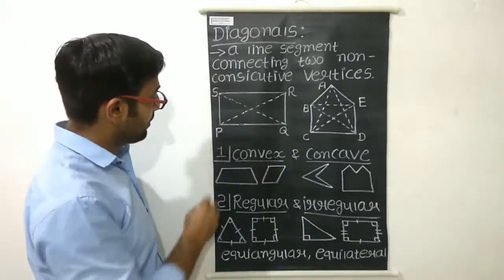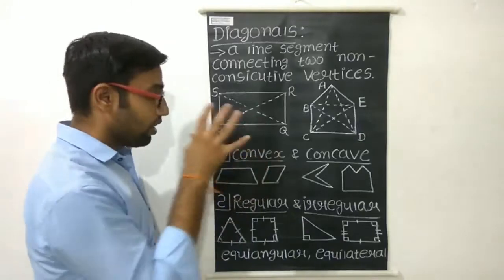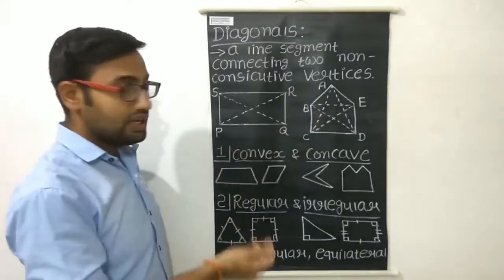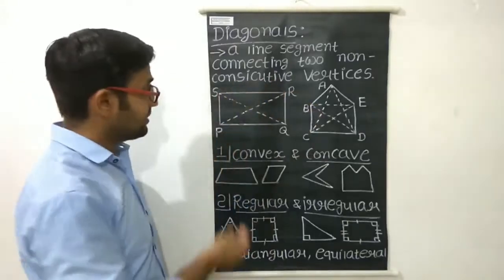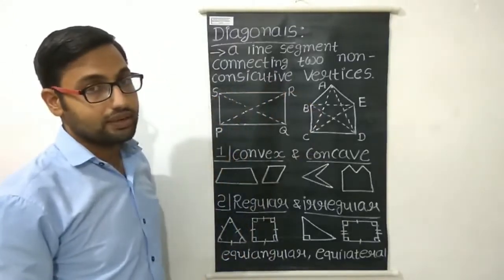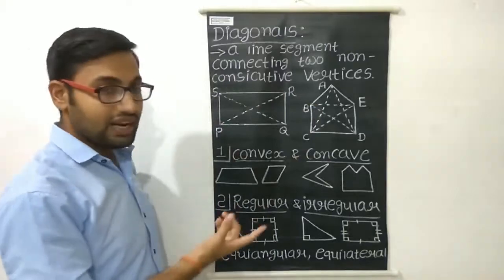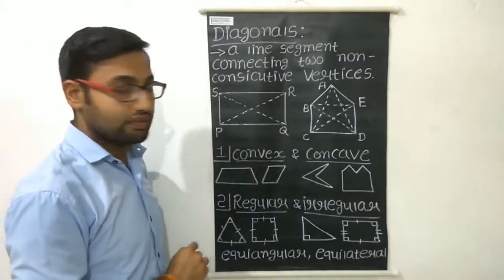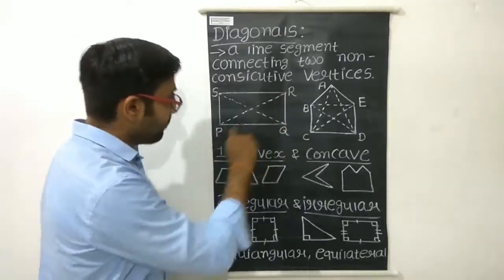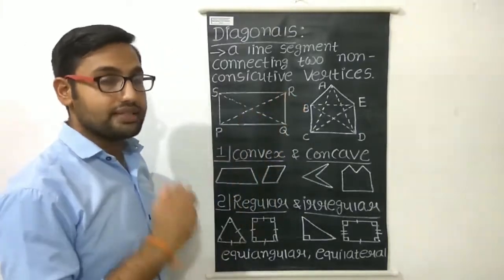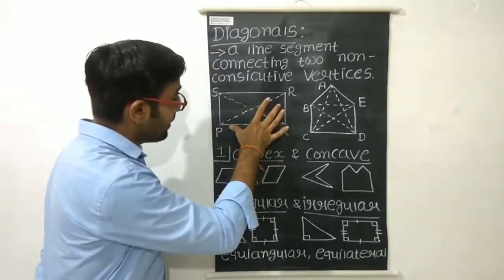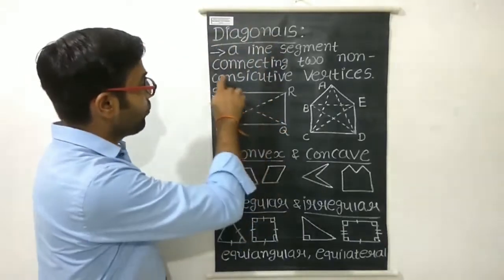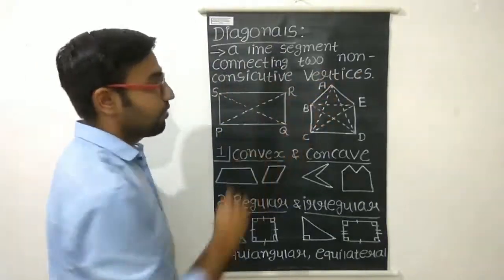So now here there is already a line segment. QR is already a line segment, RS is already a line segment, and SP is already a line segment. So can we draw another line segment? Yes, we can join P and R. By joining P and R, we get another line segment, and that line segment is called the diagonal. Right? See what is given here: non-consecutive vertices.